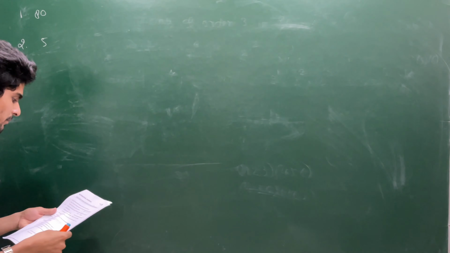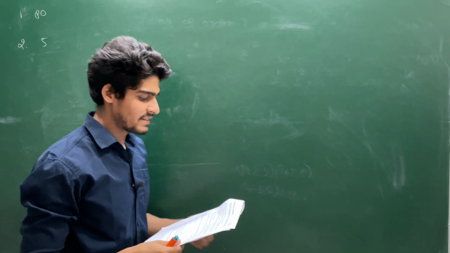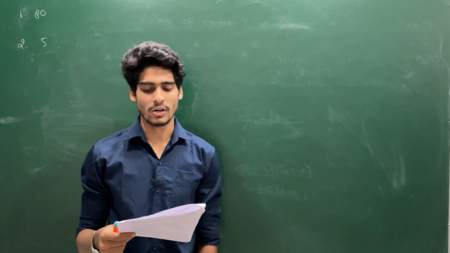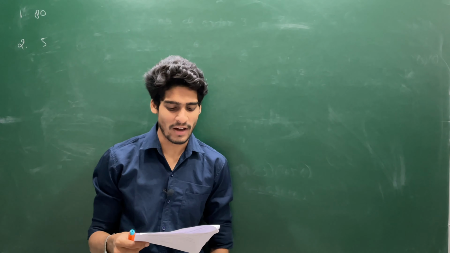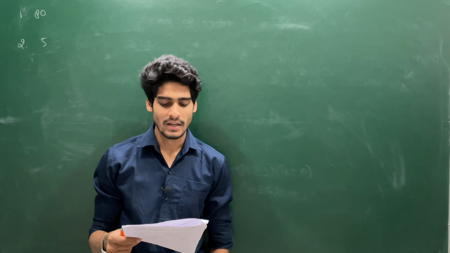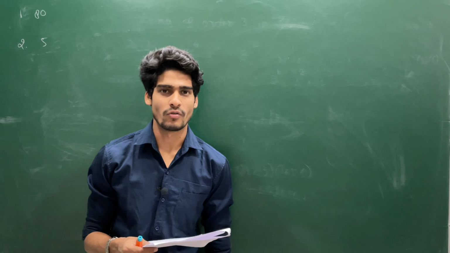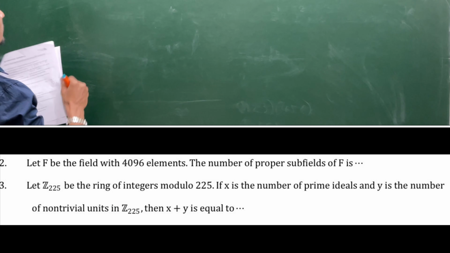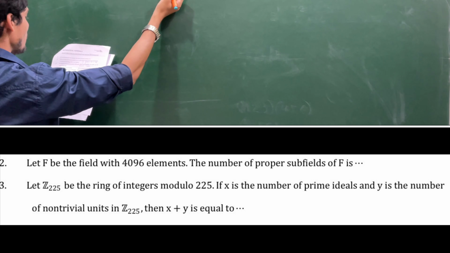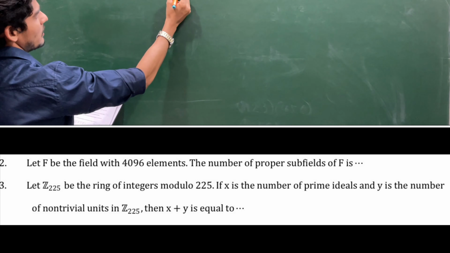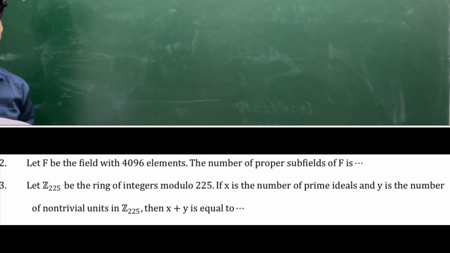Question number 3. Let Z2 to 5 be the ring of integers modulo 2 to 5. If X is the number of prime ideals and Y is the number of non-trivial units in Z2 to 5, then X plus Y is equal to. So you need to count the number of units and the number of prime ideals in Z2 to 5.